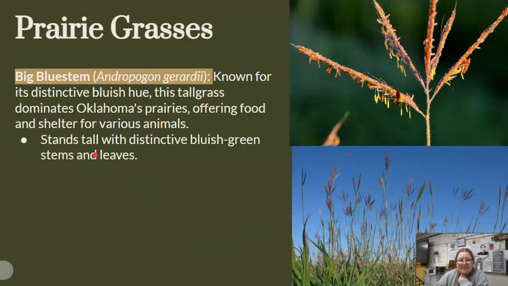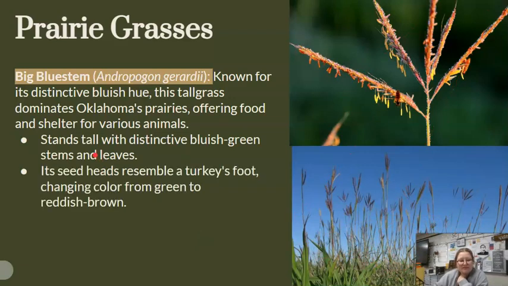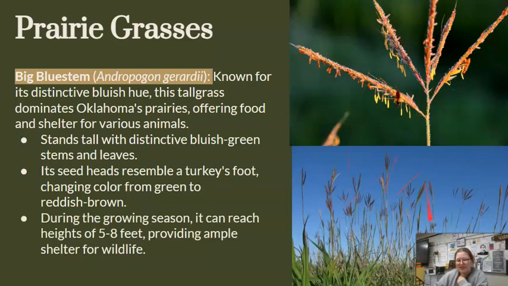So it stands tall with distinctive bluish green stems and leaves. Its seed heads resemble a turkey's foot, changing color from green to a reddish brown. And that reddish brown is what we're seeing here. And these look like turkey feet, kind of. And then during the growing season, it can reach heights of 5 to 8 feet, providing ample shelter for wildlife. So these get very, very tall. Remember, we were talking about tall grass prairies versus just the open fields. Tall grass prairies, they are tall grasses, 5 to 8 feet.